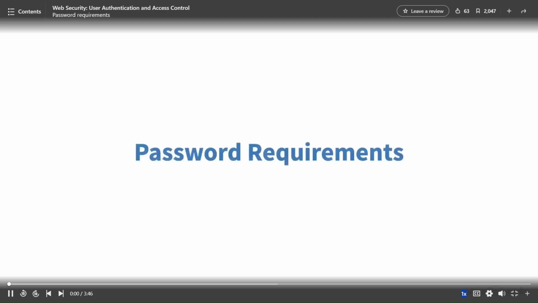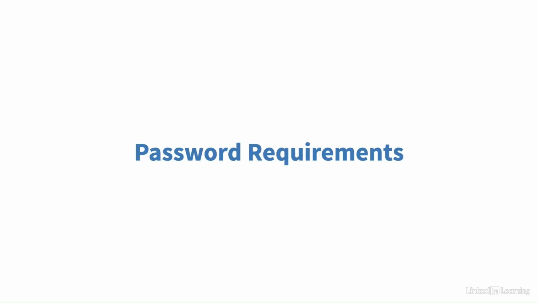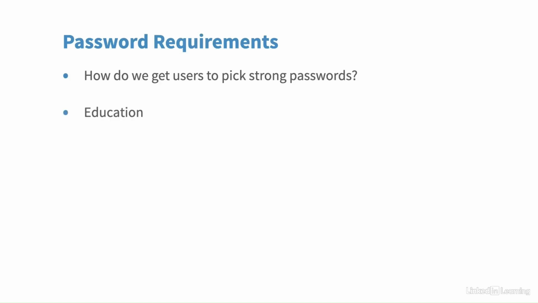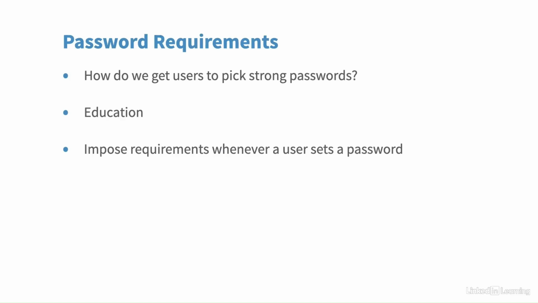In this chapter, we will consider how to manage user passwords over time, and we'll begin by discussing password requirements. In the last chapter, we discussed what it takes to have a strong password, and I hope that you will choose strong passwords for yourself that are long, random, unique, and have a variety of characters. But how do we get website users to pick strong passwords too? We can educate users about the importance of strong passwords, and we should definitely do that. But more effectively, we can impose password requirements whenever a user sets a password.